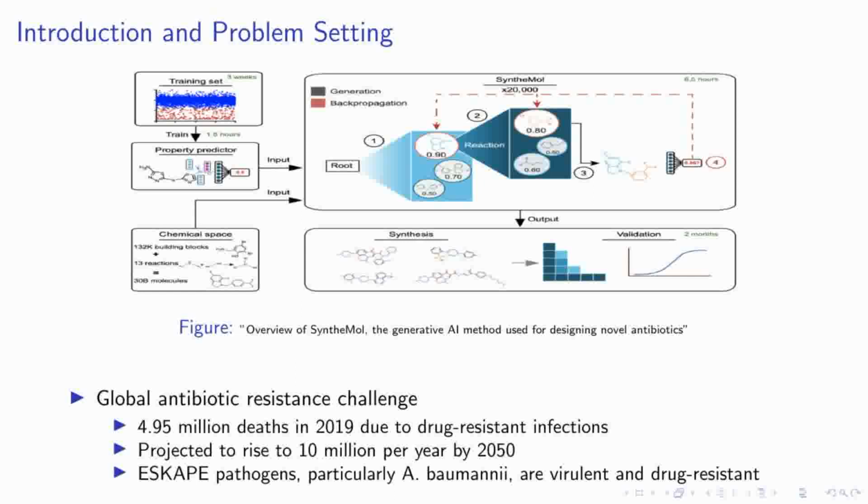The rise of antibiotic resistance is a global health crisis. In 2019 alone, nearly 5 million deaths were attributed to drug-resistant infections. If we don't act now, this number could skyrocket to 10 million per year by 2050. Among the most dangerous pathogens are the ESKAPE species, with A. baumannii being particularly virulent and resistant to drugs. To combat this, we've developed SyntheMol, an innovative AI method for designing novel antibiotics. The image here provides an overview of how SyntheMol works. It's a generative model that assembles novel compounds, aiming to outsmart these resistant bacteria.